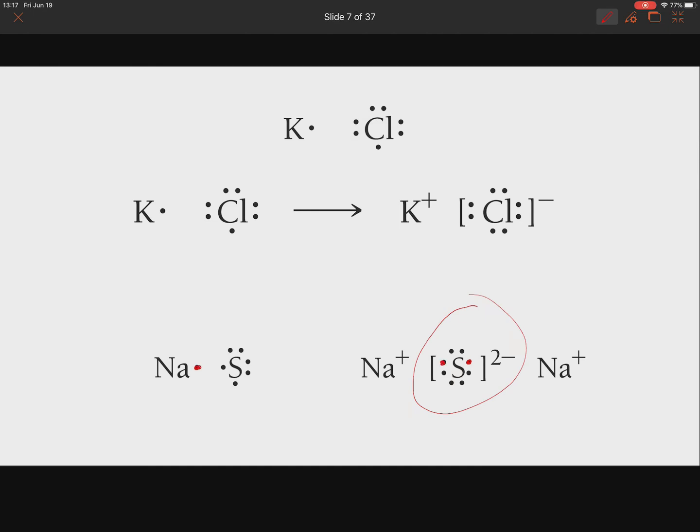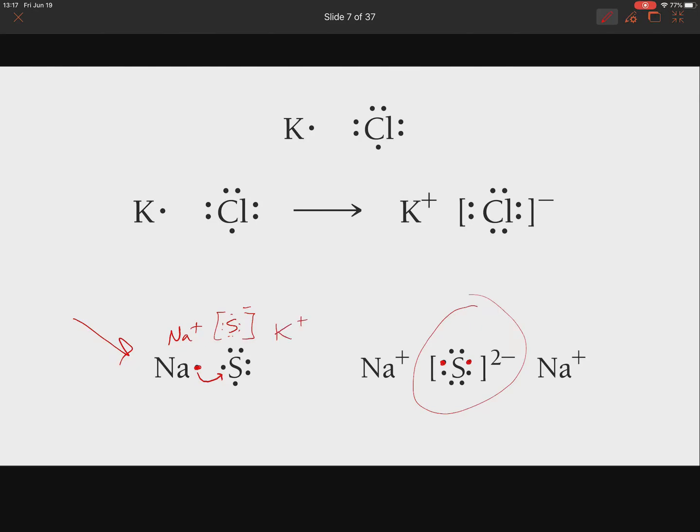Now you can see shown here they don't have 2 sodiums. It's up to you to decide or to figure out that you need 2 sodiums. If we were to just transfer this one, this would be Na plus, and this right here would be sulfur minus, but it wouldn't be sulfur 2 minus because it doesn't have that remaining electron.